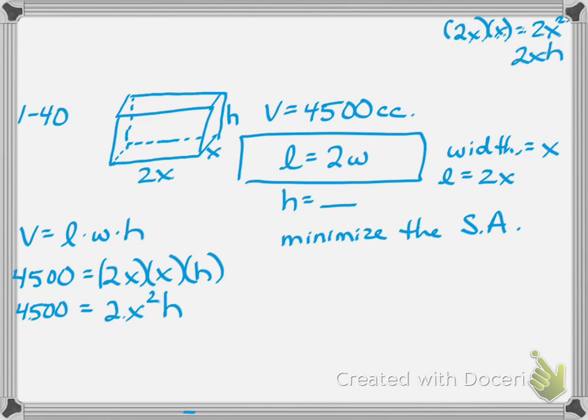Well, the back would be exactly the same. It's also 2x times h. So there's two of those. The left and right side is x by h. And the other side is the same.